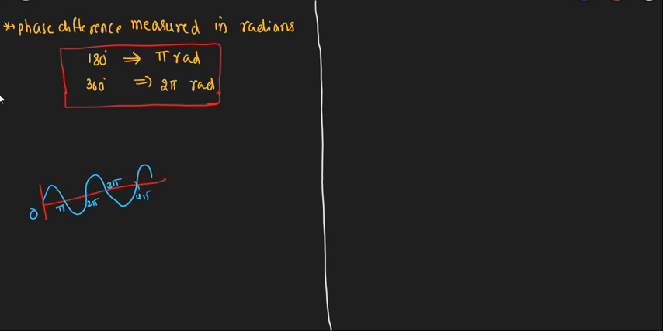Whatever you are seeing, at this point the phase angle is pi, at this point 2 pi, at this point 3 pi, 4 pi, 5 pi. Like this, when the light ray moves forward in the form of a wave, its phase angle changes. Here at a particular point, the phase angle is phi 1.